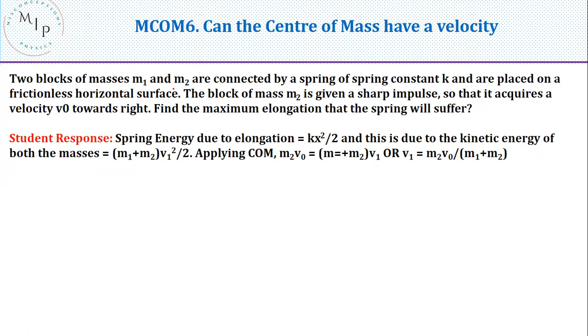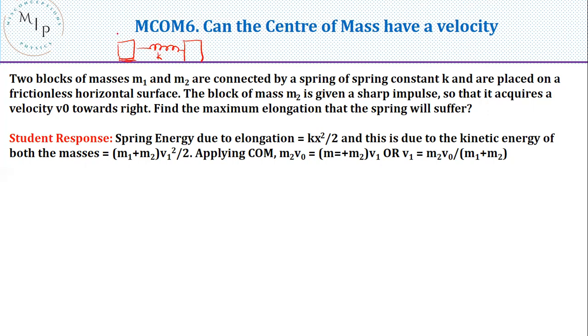Two blocks of masses M1 and M2 are connected by a spring of spring constant K and are placed on a frictionless horizontal surface. So I have two blocks. I will write them like this because I need some space. This is in continuation with the old problem only. Okay, so two blocks are kept like this, connected by a spring.